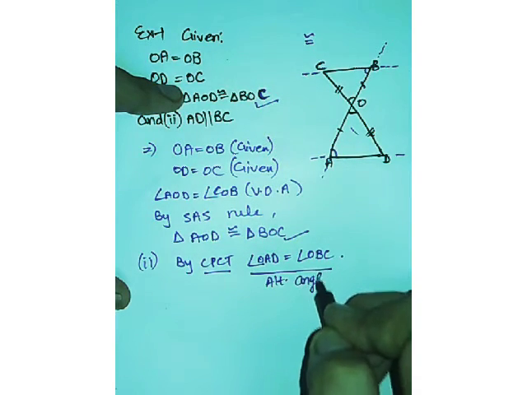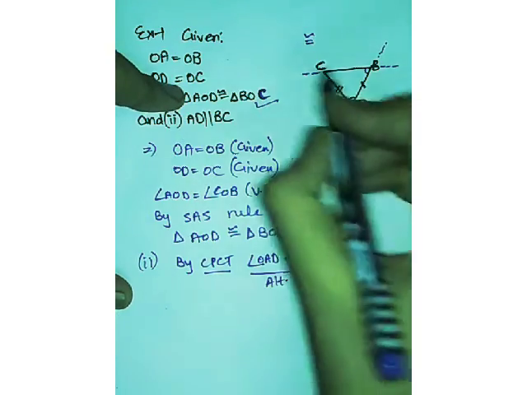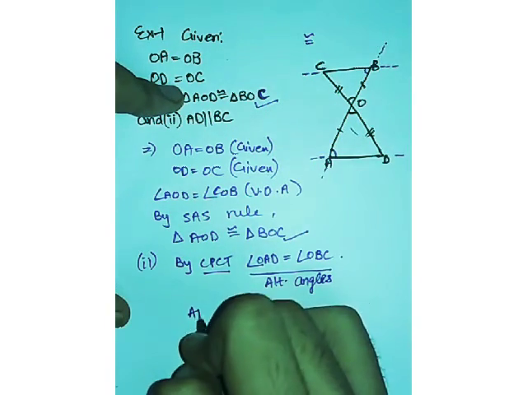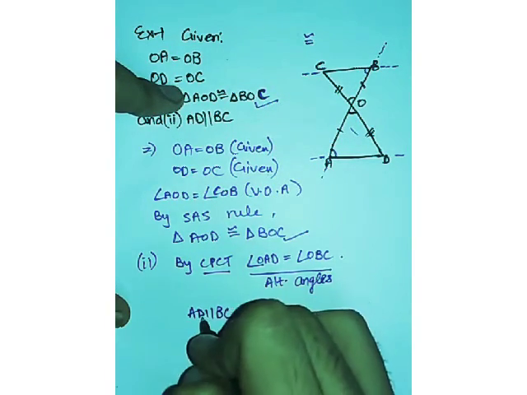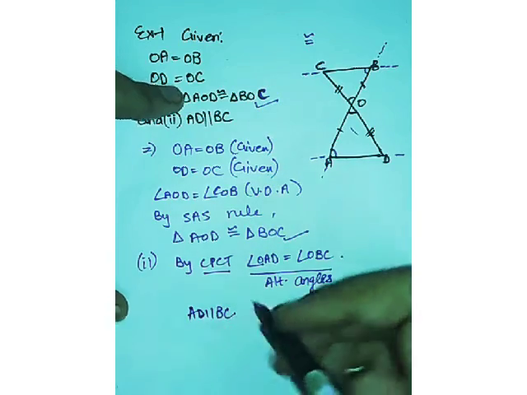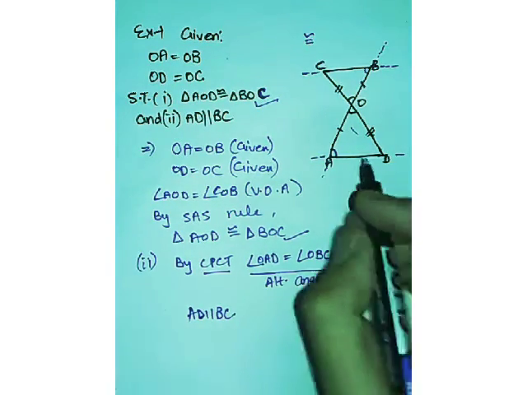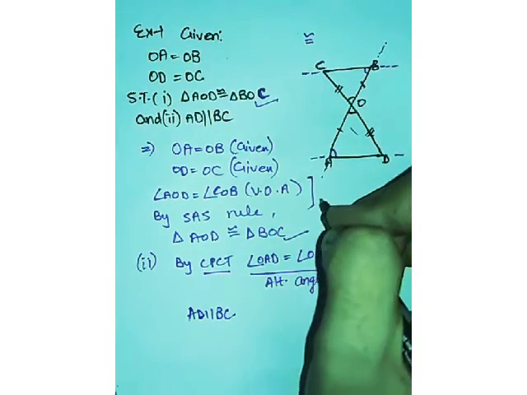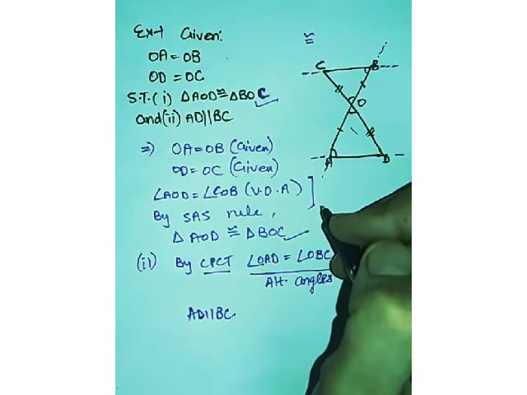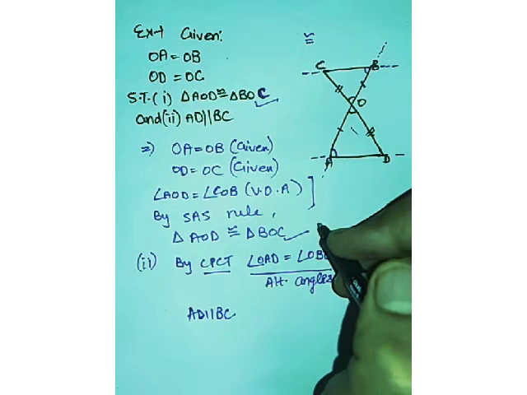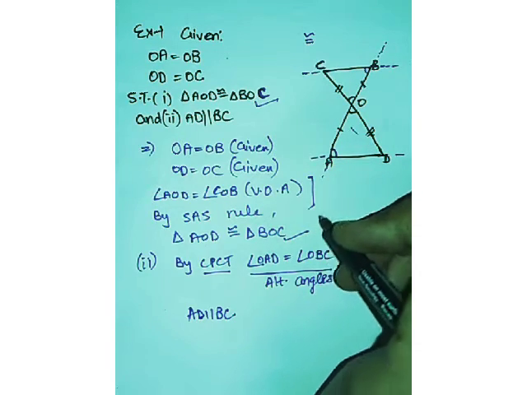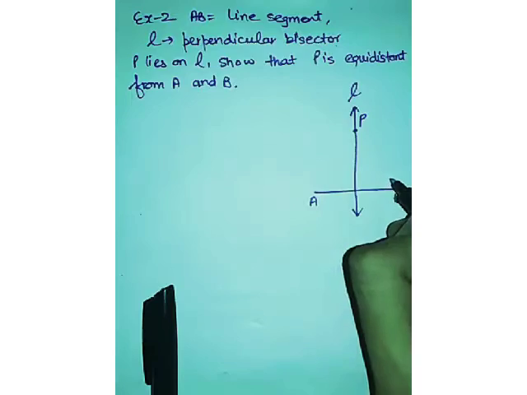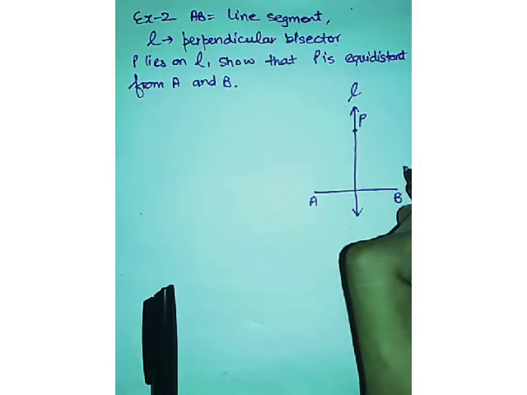Okay, now alternate angles are equal. It means these both lines are parallel. Okay, this was the only reason. So you have to keep in your mind the concept of CPCT very clearly, as well as the criteria which are used to prove any two triangles to be congruent. Let's move to the next example.